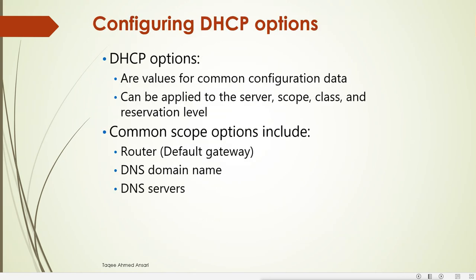For configuring the DHCP options, under the scope we can configure different options like the router address, DNS domain name, and also the DNS server. The values for the common configuration data can be applied at the server, scope, class and reservation level, and these are the common options for the scope: router addresses, domain names and DNS server addresses. So how can we configure the scope?